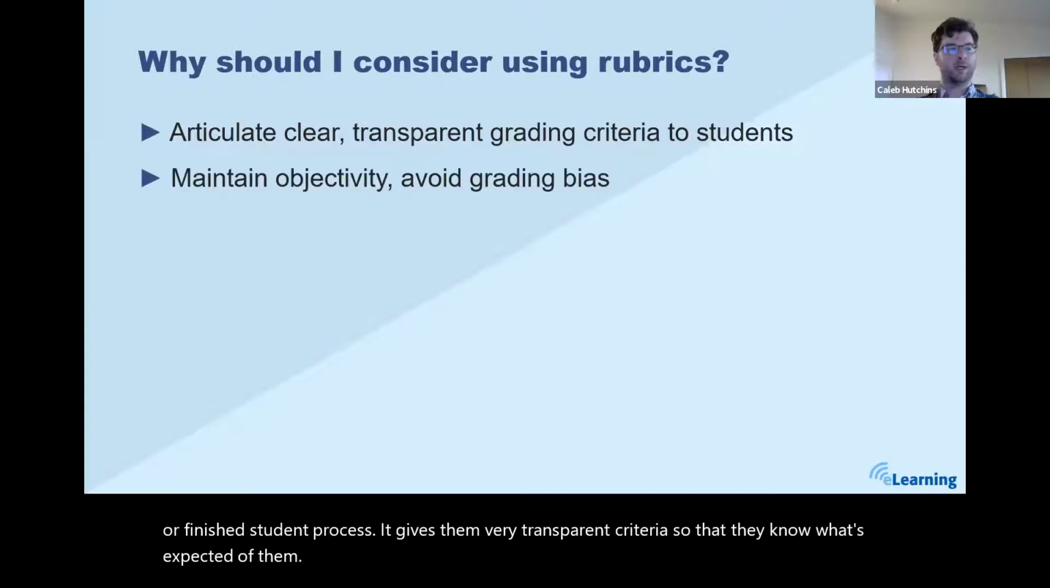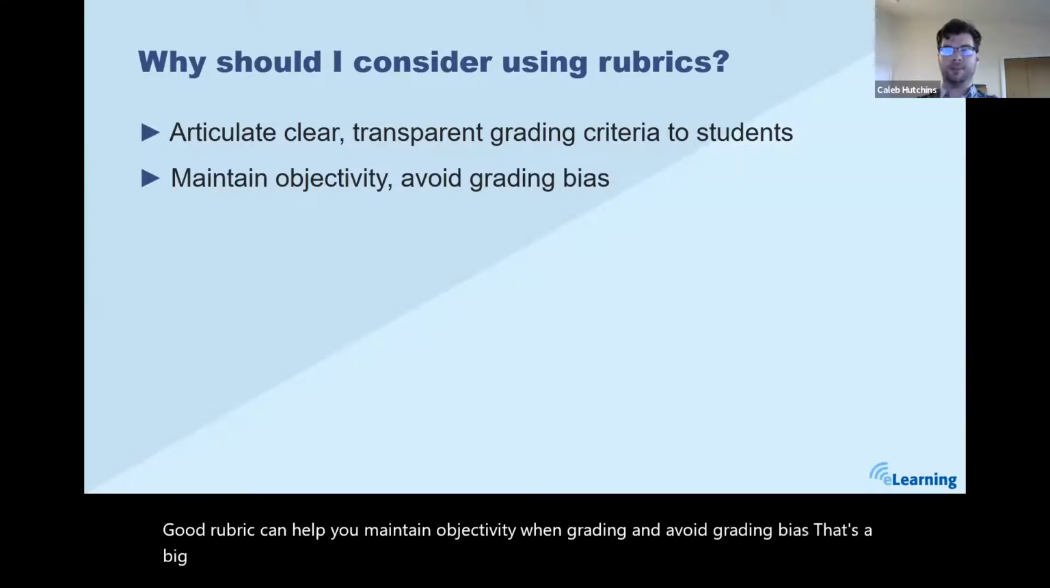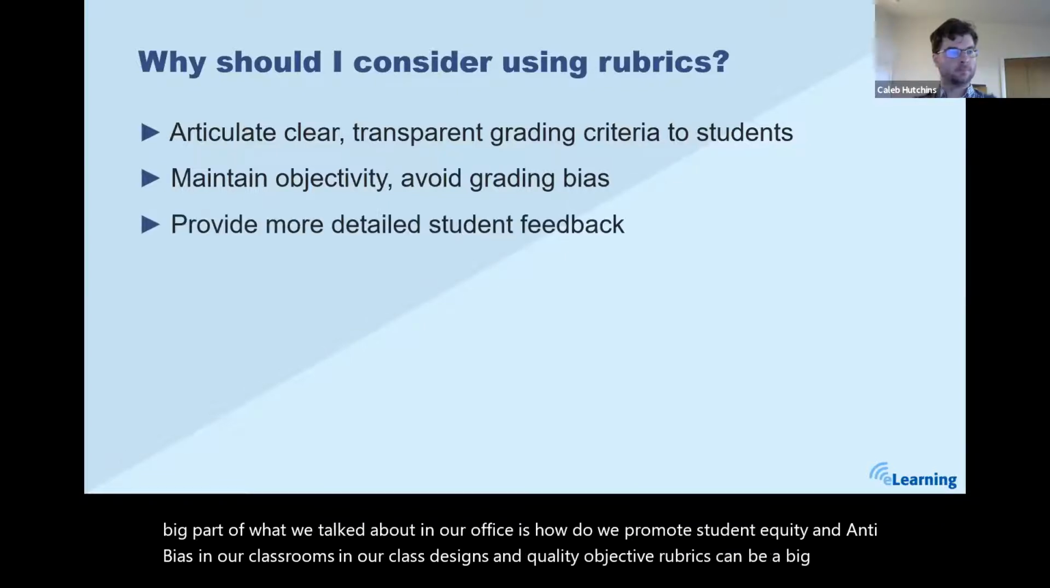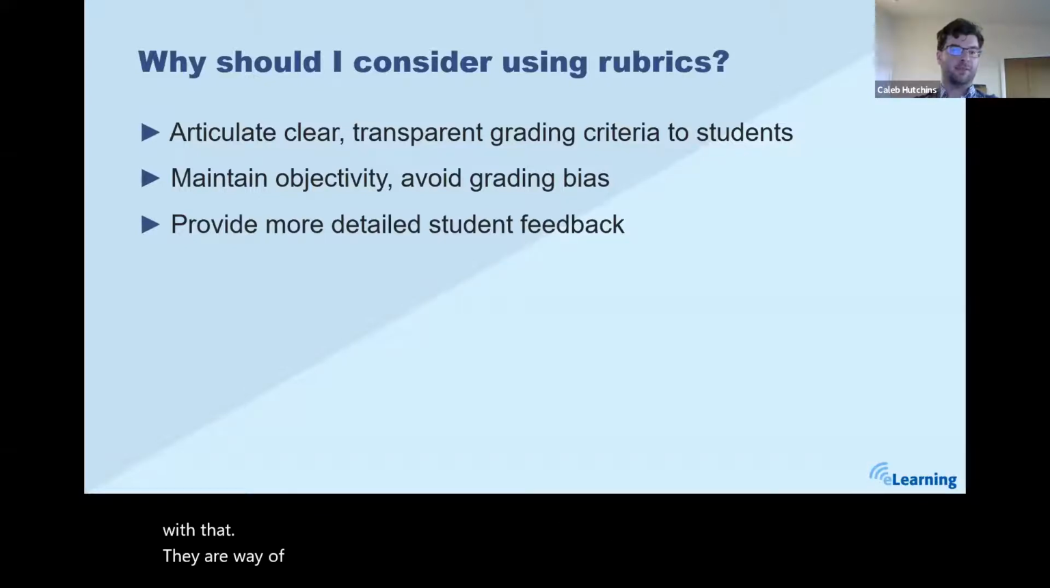A good rubric can help you maintain objectivity when grading and avoid grading bias. That's a big part of what we talk about in our office, is how do we promote student equity and anti-bias in our classrooms and in our class designs, and quality objective rubrics can be a big help with that. They are a way of providing more detailed student feedback.